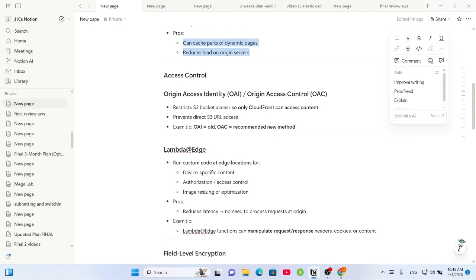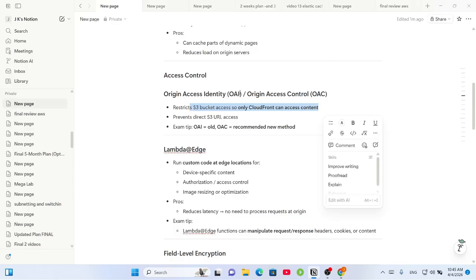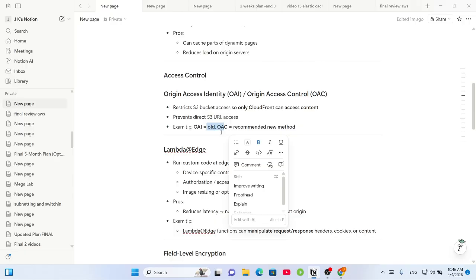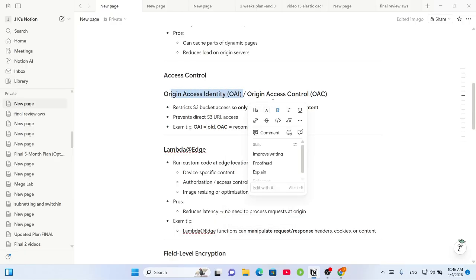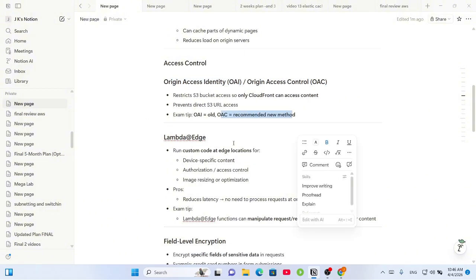origin servers. For access control, we have origin access identity and origin access control. This restricts S3 bucket access so only CloudFront can access the content, and prevents direct S3 URL access. Origin access identity is actually old. Right now we have origin access control, which is the recommended new method.